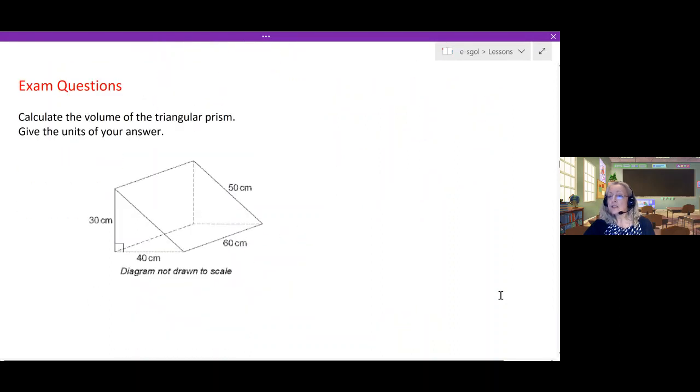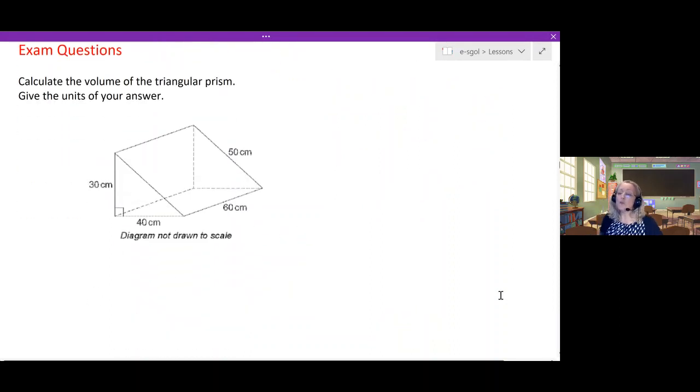Okay, so this is an exam question for you on the volume of a triangular prism. With this, it says calculate the volume of the triangular prism and give the units of your answer. And I want you to have a look at this one, and I'm going to give you about 30 seconds to see if you can work out what to do.